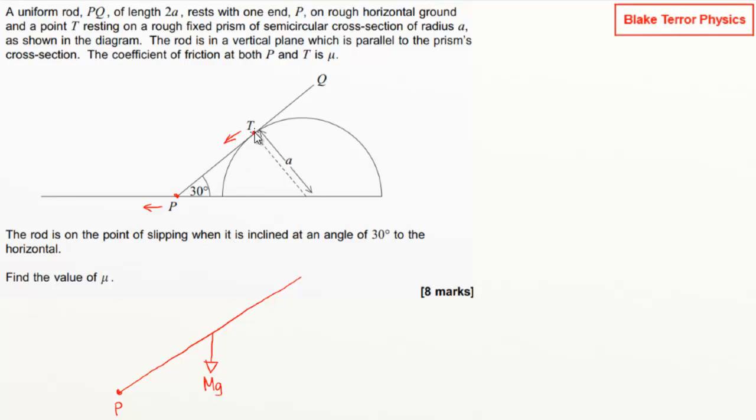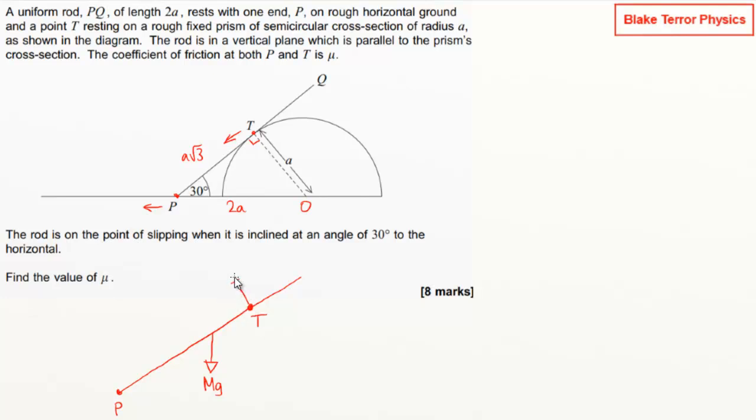Where is our point T? We need to know really which side of the middle of the rod it's on. So looking at the geometry of this setup here, we've got this right angled triangle going from P to T and then O, the center of the circle. If that's 30 degrees, from P to O is going to have to be 2A, and then this is going to have to be root 3 of A. So that's going to be on the opposite side to P on the rod. So T is going to be, say, here.